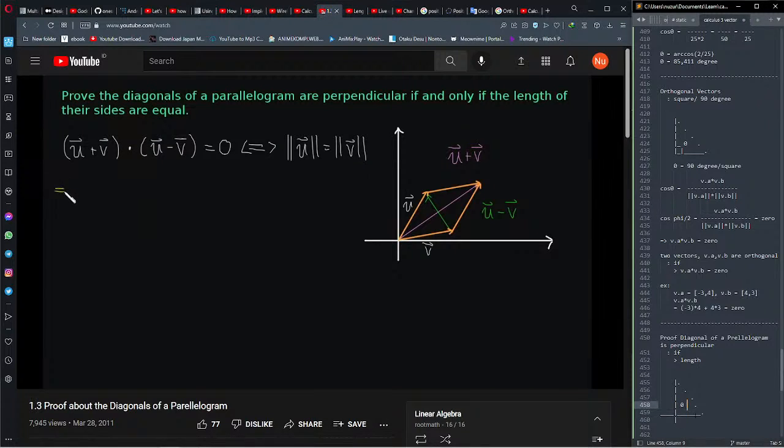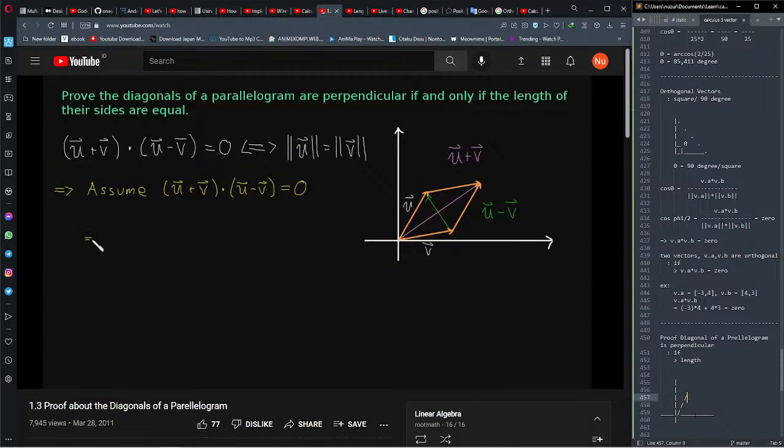So let's go forward first. Let's say, assume, too many m's. Assume that the dot product is 0. So assume that the diagonals are perpendicular or orthogonal. We're going to assume this, and now we need to prove that the lengths are equal. Okay, well, let's just see what happens through this equation if we expand it out.